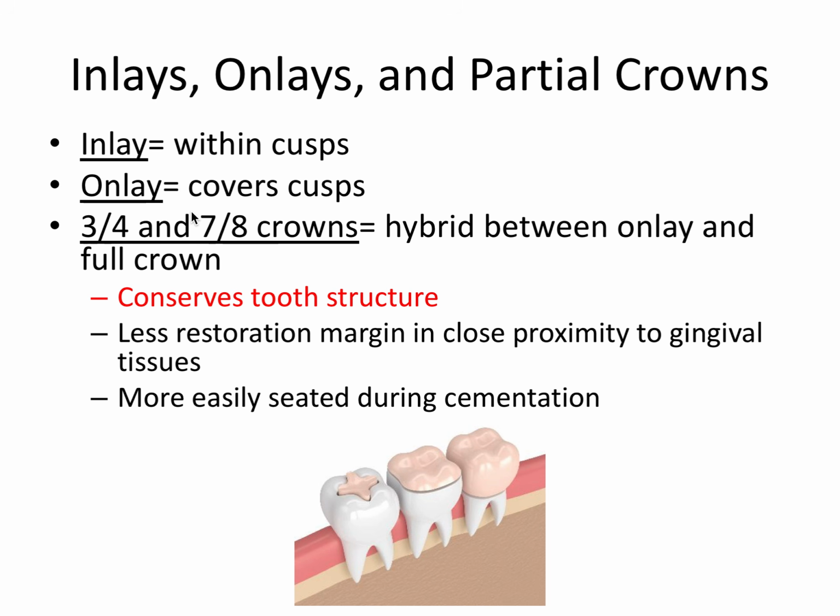And lastly, we have 3/4 and 7/8 crowns. They're basically a hybrid between the onlay and a full crown. So this is a full crown, this is an onlay. It's somewhere in between these two. They're named based on the estimated coverage of the walls of the tooth. So a 3/4 crown would cover 3 out of the 4 walls, usually with the buccal wall being spared. The idea is that it reduces the amount of tooth structure being prepared. It conserves tooth structure. That's the primary objective.